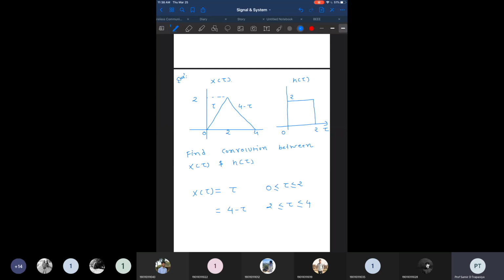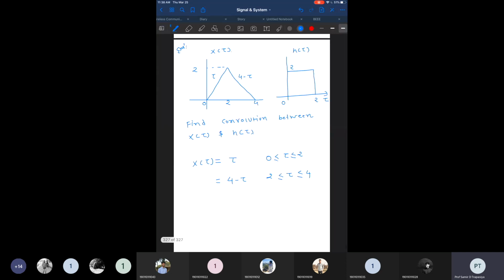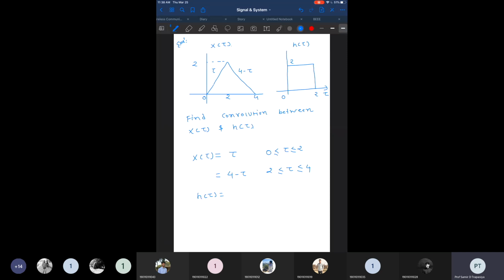In the same way, we define the h of tau function mathematically. It is a rectangular function, so we define it by the constant amplitude 2 with duration from 0 to 2, and it is 0 elsewhere. We can write the same for the first function also. So now these two signals are there, and we need to find the convolution between them.